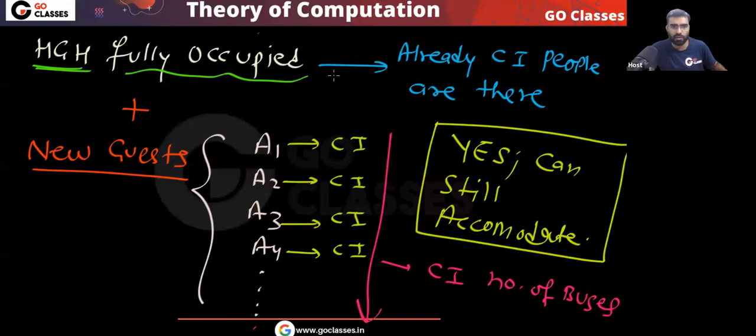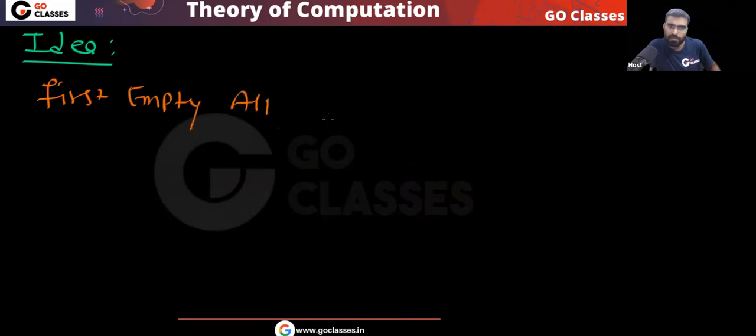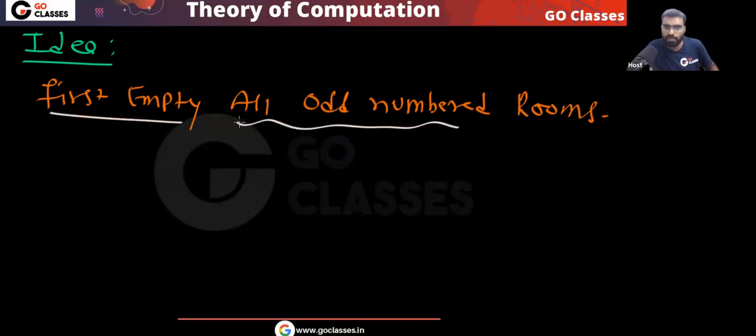See what we are going to do. Please notice, the idea is this. First you empty all the odd numbered rooms. This is the first step. Is this clear?